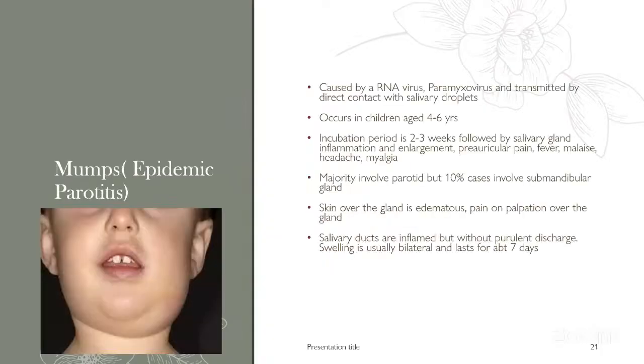Now, moving on to one of the important viral sialadenitis, that is mumps. It's otherwise called epidemic parotitis. It is caused by an RNA virus, the paramyxovirus, transmitted by salivary droplets. Usually occurs in children. There is an incubation period of 2 to 3 weeks, followed by salivary gland enlargement. And there is fever, and mostly parotid gland is involved. Bilateral involvement is there. It's tender on palpation. The ducts are inflamed, but there is no purulent discharge. Usually it lasts for about a week.